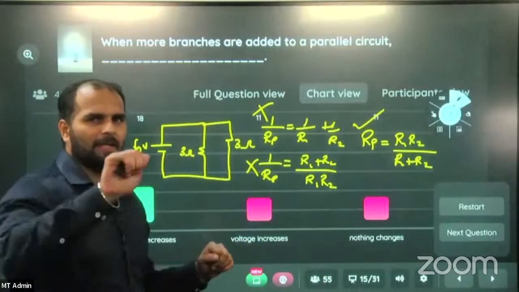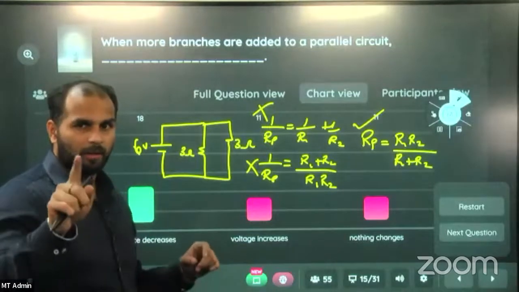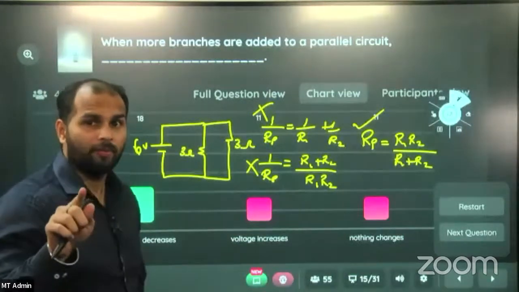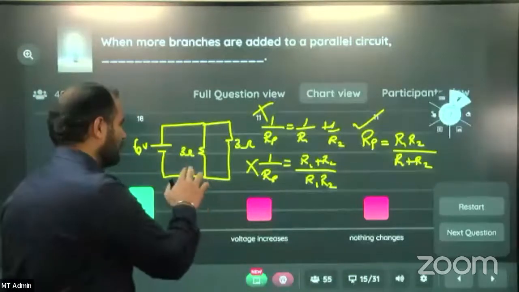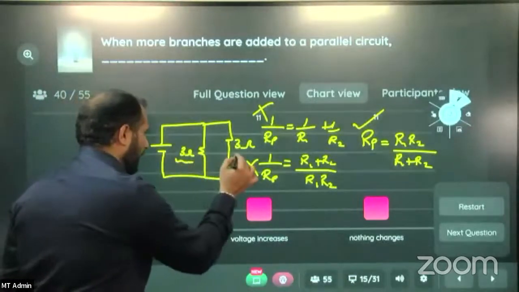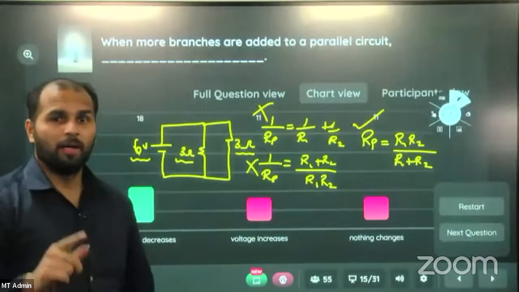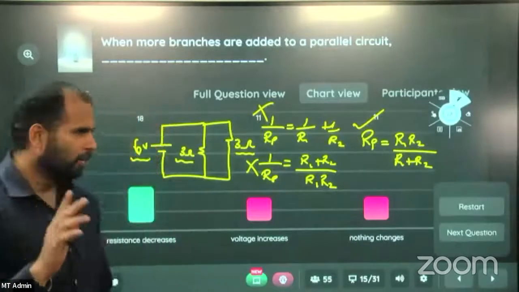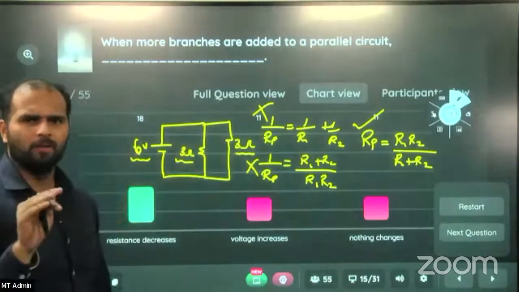Now, let us say the resistors are of the same value. In our case, it's 3 ohm and 3 ohm, and the voltage is 6 volts. Okay, so let us take the traditional formula first, and then we'll see the shortcut trick.